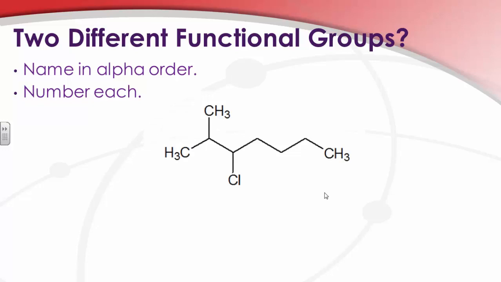If there are two or more different functional groups, name them in alphabetical order, and don't forget to number each. So in this case, we have a methyl group and a chloro group, and C comes before M, so we have 3-chloro-2-methylheptane.